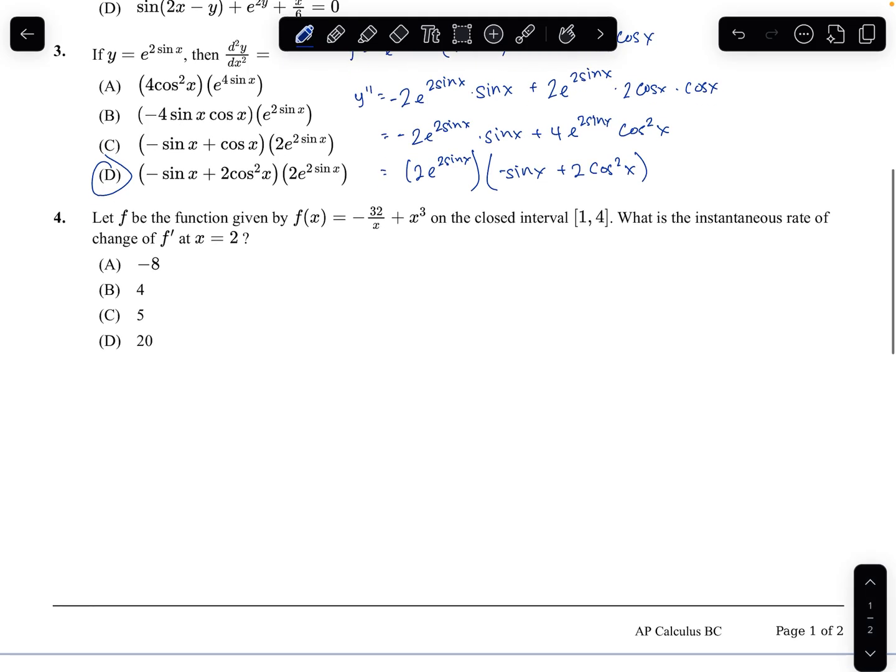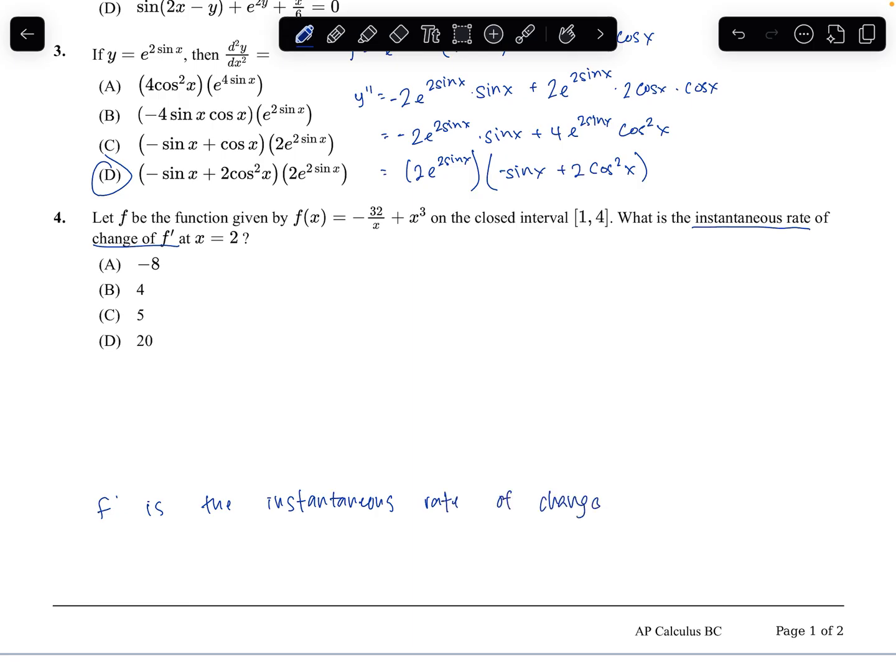All right, for 4, let f be the function given here on the closed interval from 1 to 4. What is the instantaneous rate of change of f prime? So notice the wording here, instantaneous rate of change of f prime. Well, f prime is the instantaneous rate of change of f. So that means f double prime is the instantaneous rate of change of f prime.